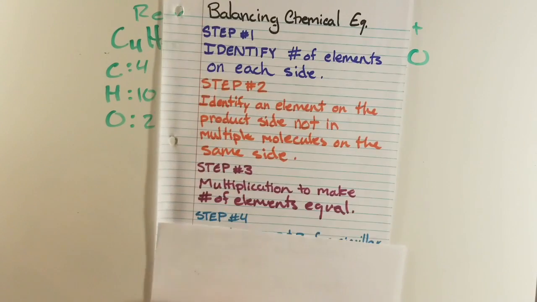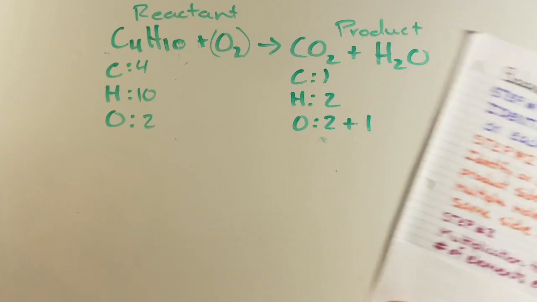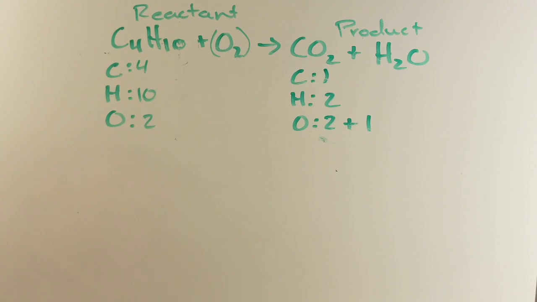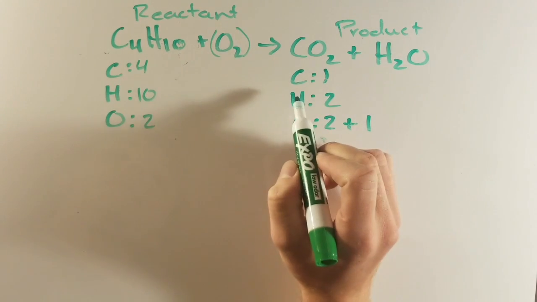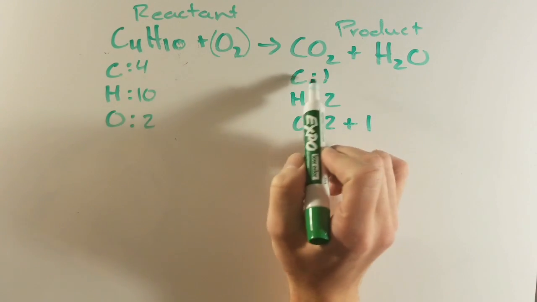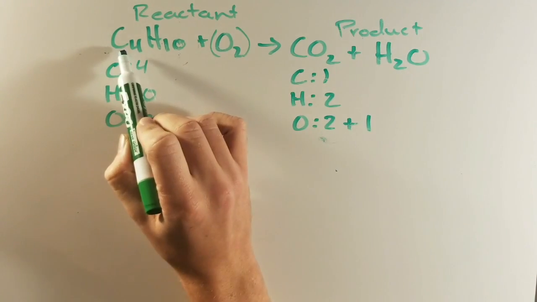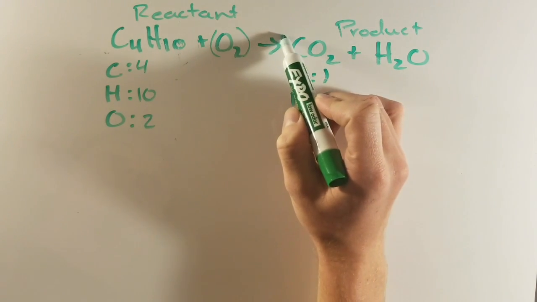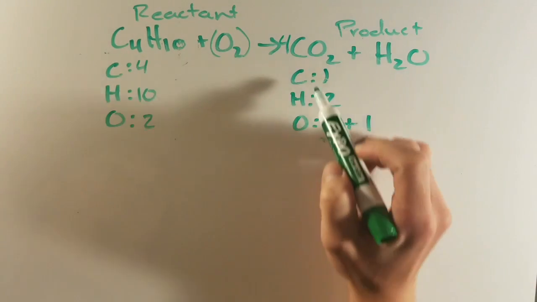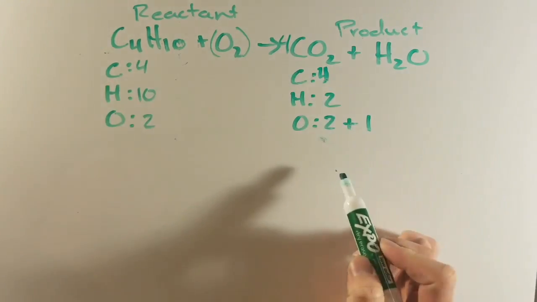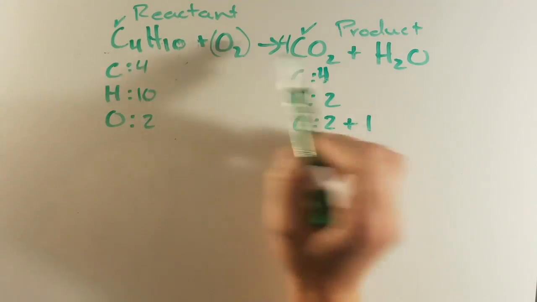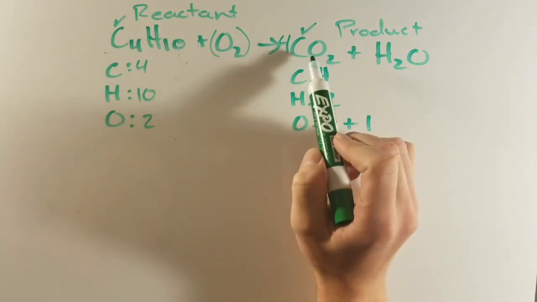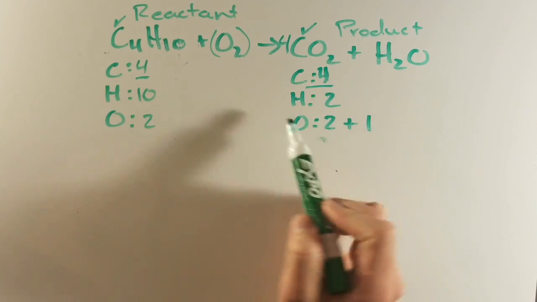Step 3, we're going to use multiplication to make the number of elements equal on both sides, okay? Just get that out of the way. So let's start with carbon. You can do it with hydrogen, but I start with carbon for some reason. So there's 4 carbons over here. So if we multiply this molecule by 4, we can balance this for carbon, and it checks, or I guess they're balanced on each side. There's 4 carbon on this side, 4 carbon on this side, right?